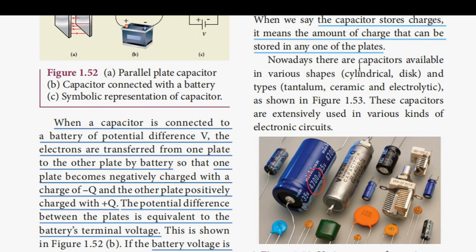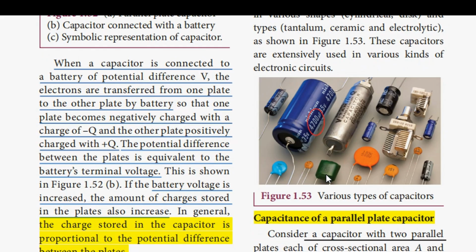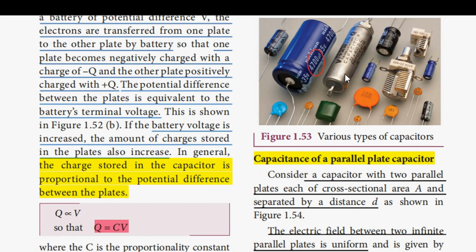The capacitors are nowadays available in various shapes and types. That is like a cylinder or a disc. And the capacitors are made up of tantalum, ceramic, and electrolytic like this, represented in this diagram. Where these capacitors are used? These capacitors are widely used in various kinds of electronic circuits.